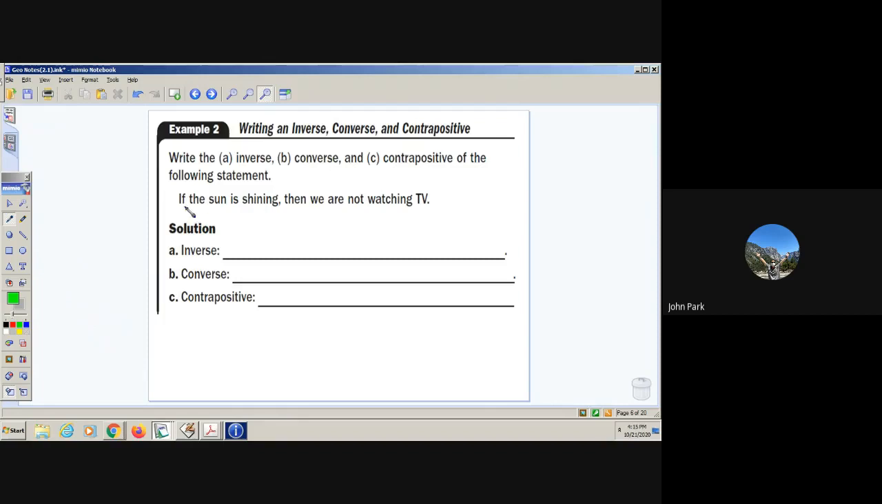So if I have an original statement, this is the original conditional statement. If the sun is shining, then we are not watching TV. Now, be careful here. This one already has a not in there. So that's what's kind of tricky there. So I can put an inverse. So inverse meaning putting a not in it, right? Making it opposite. However, if it already has a not in it, then just take it out. So this will be if the sun is not shining, then we are watching TV.